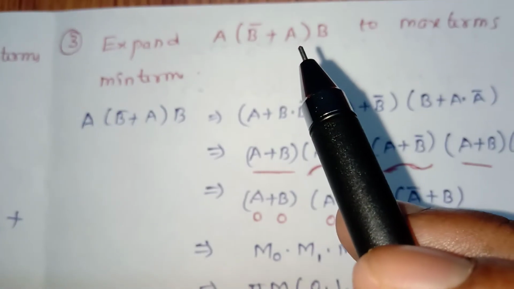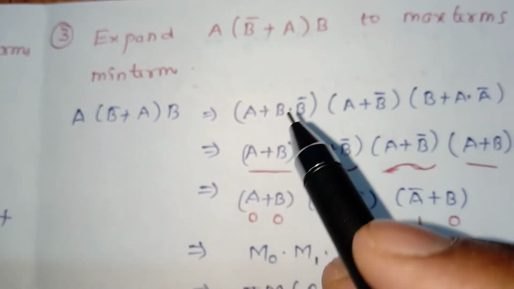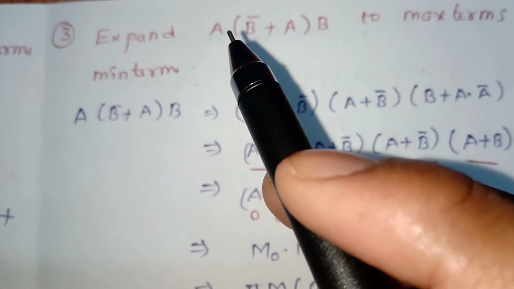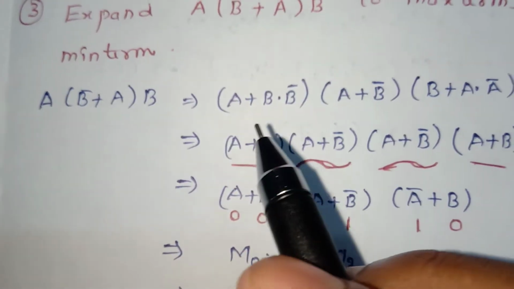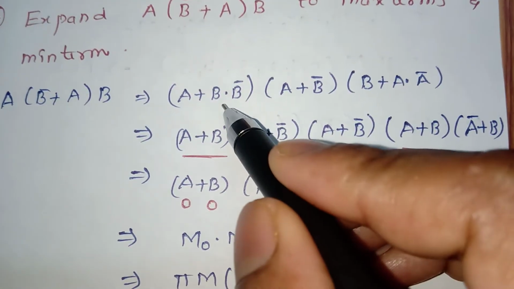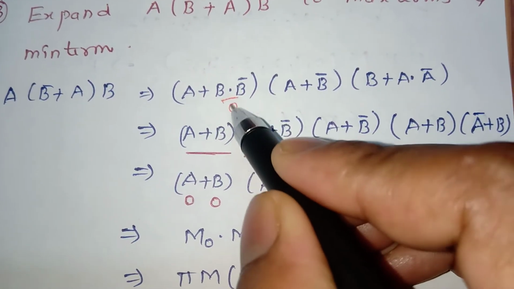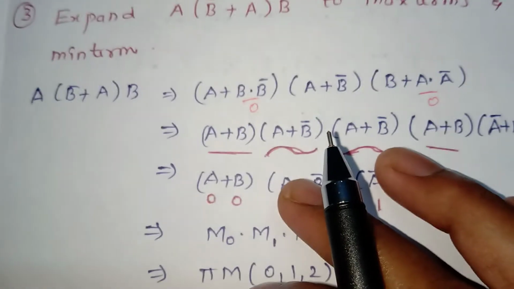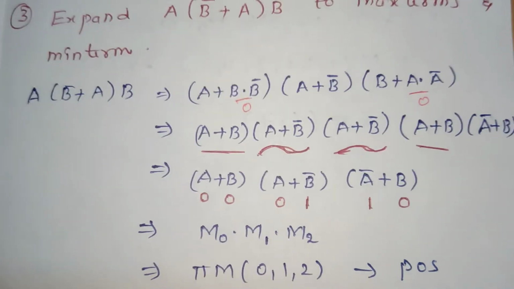Since it is product of sums, we have to add here b plus b bar, and the entire term is multiplied with this term, and here we have to add plus a into a bar. Since b into b bar means what? 0. A into a bar is also 0. Therefore, there is no change in the expression.